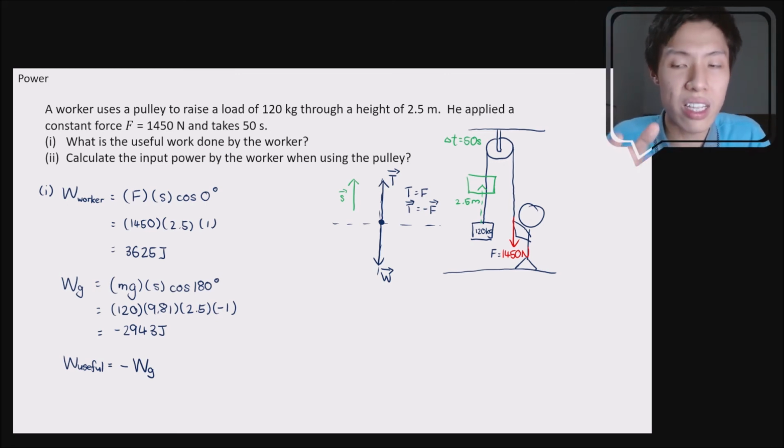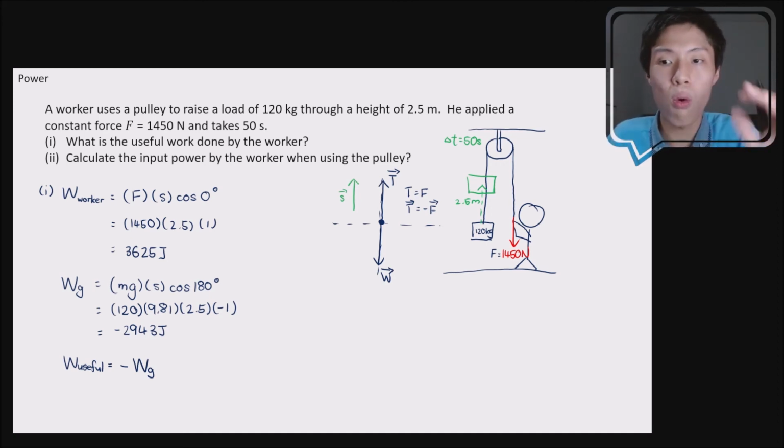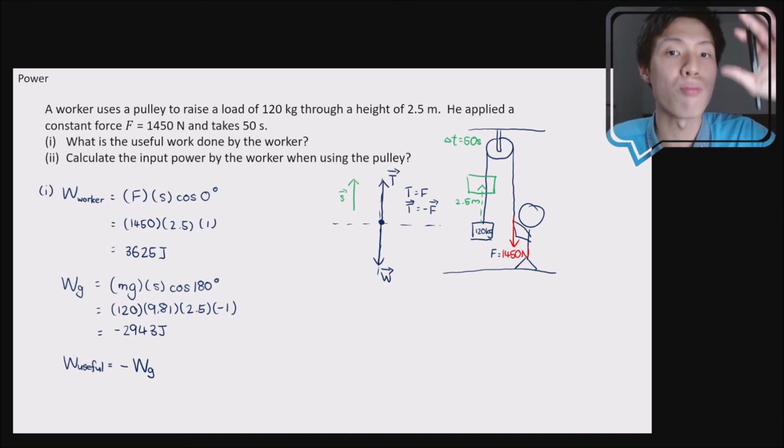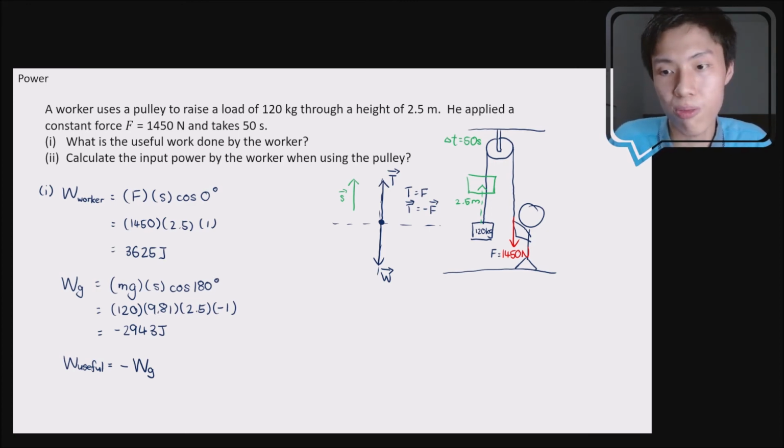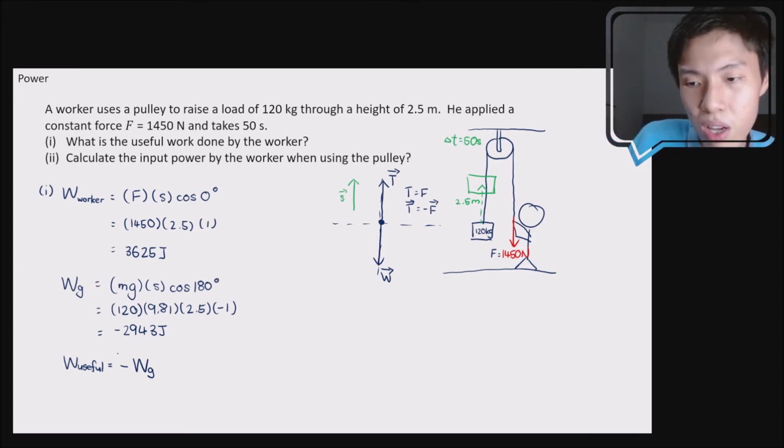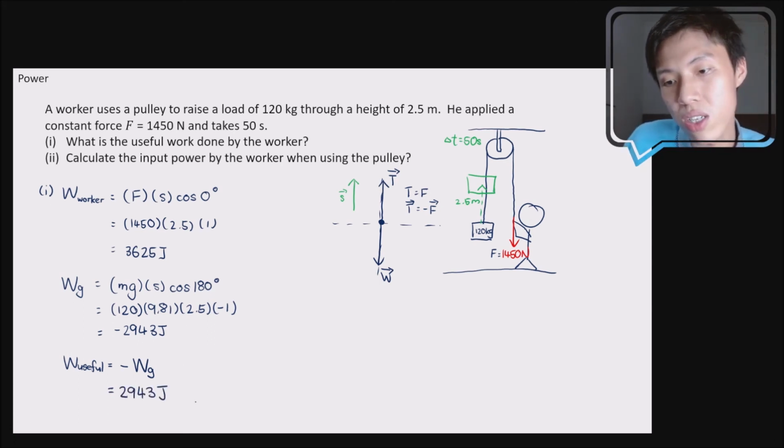So that is what we call useful work done. Just enough work done to overcome the gravitational force to bring the object up by 2.5 meters. That's the idea of useful work done. So technically, useful work done is 2,943 joules. This is the answer.